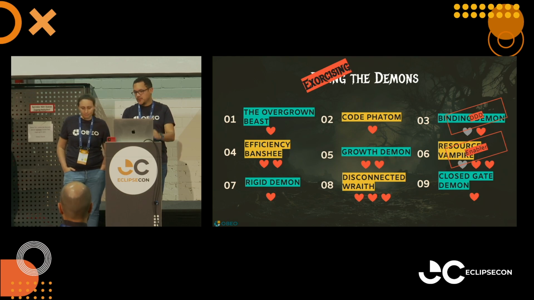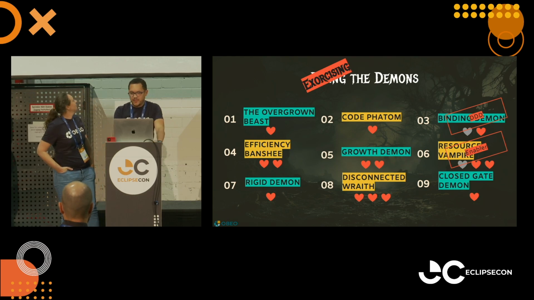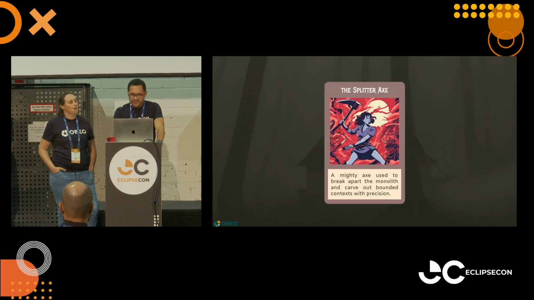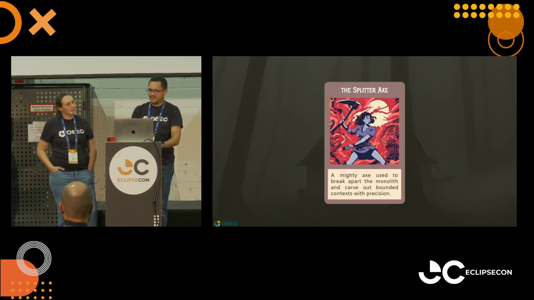Okay, so that tool worked. It weakened the binding demand and the resource vampire, but they're still there. So what else can we do to hurt them? So I can present you the splitter hacks. It's a powerful tool for breaking monoliths and clearly defining contexts. So what results could we have using it?